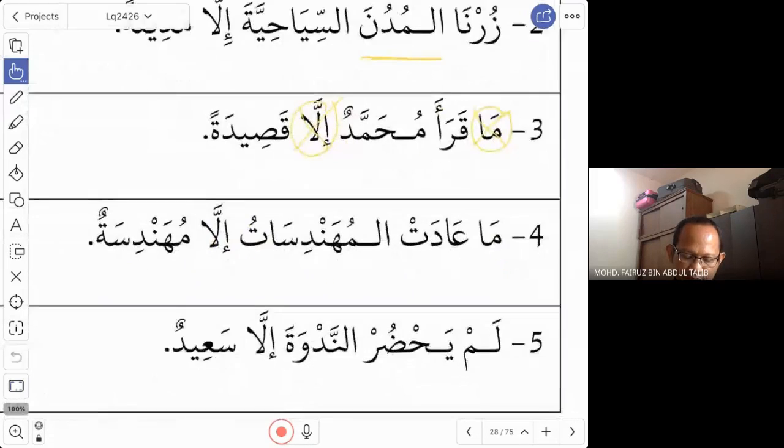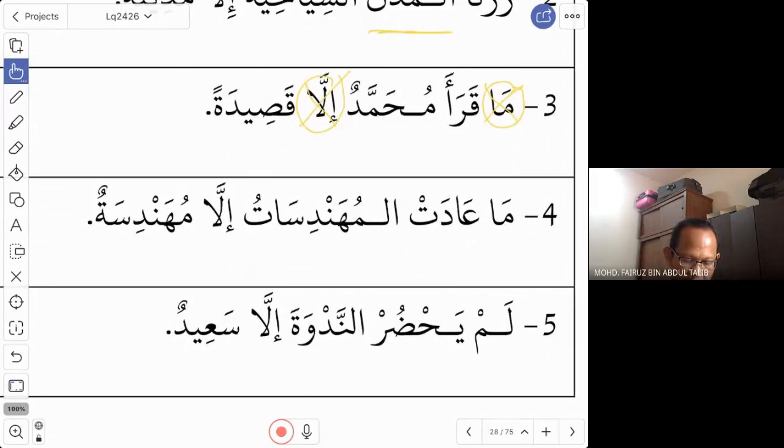There is another example of group number 3. The fourth sentence. You have ma, so this is manfi: ma adat al-muhandisatu illa muhandisatun. Adat means returned. So the female engineers did not return, except only one engineer. Only one engineer returned, because the rest are quarantined because of corona. Ma adat al-muhandisatu illa muhandisatun. Where is the mustasna?